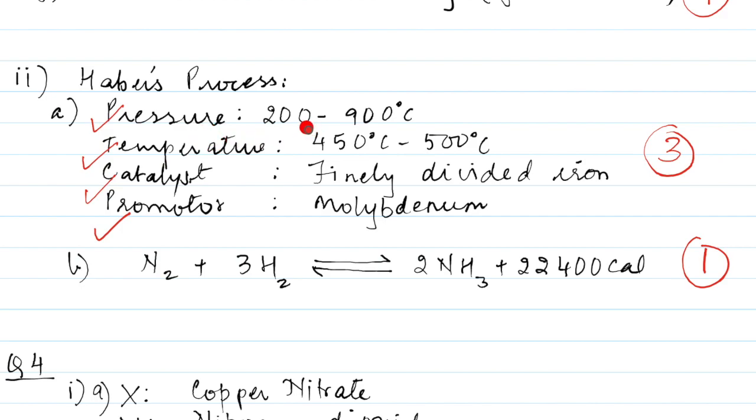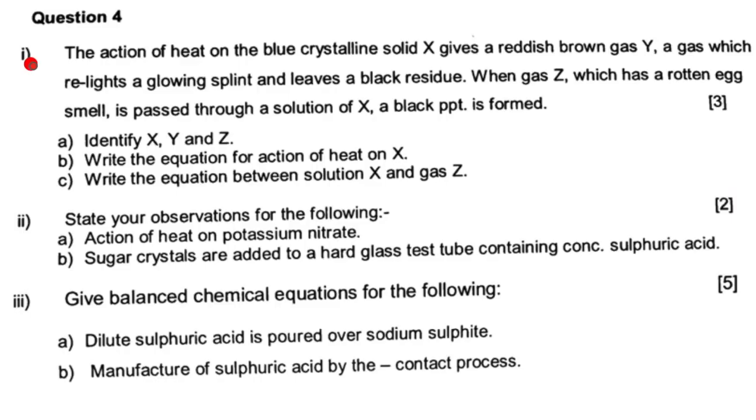Okay. So pressure 200 to 900 atmosphere. Temperature 450 degrees C to 500 degrees C. Catalyst finely divided iron. Promoter molybdenum. So you write all 4 conditions together, you'll get your 3 marks. And then N2 plus 3H2 reversible arrow. Remember, this is important. 2NH3 plus 22400 calorie. Full thing you write and that will give you your 1 mark. Let's begin question number 4.